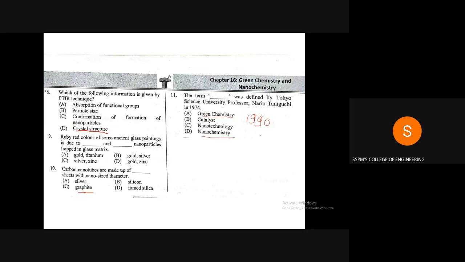Then identify the addition polymer. So addition polymers is a polythene. Nylon 66 is not an addition polymer, it is a condensation polymer. Urea formaldehyde polymer is made up of urea and formaldehyde. Urea and formaldehyde, these are the monomers. So it is not an addition polymer.